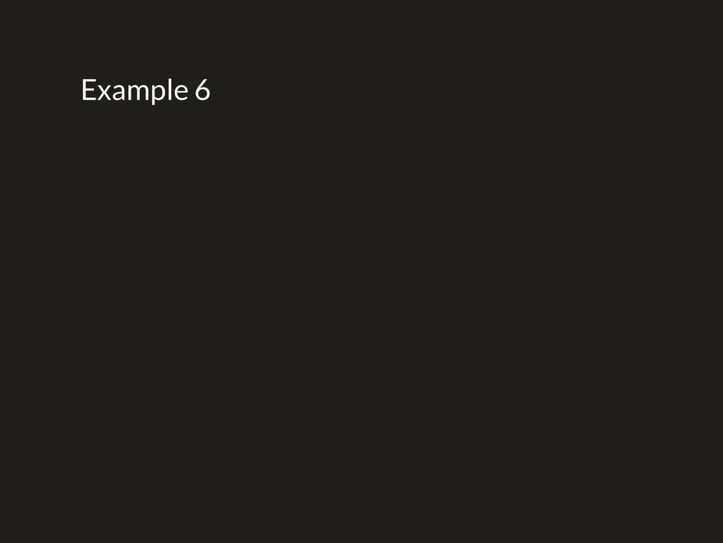For example 6, I'm going to do power of a quotient with variables. And I only have one of these. So I'm going to do x to the fourth power y, divided by x y z. And that is raised to the second power.